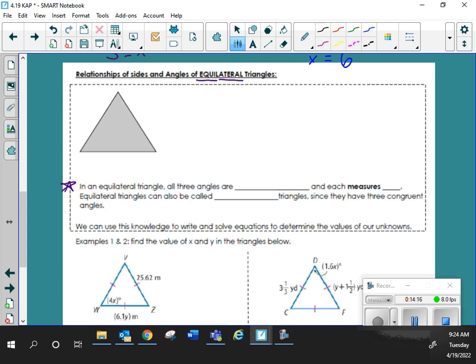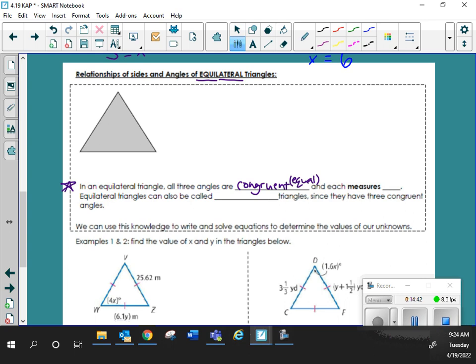What's another math word for the same? Equal. Another one. Another word. Okay. Yes. Congruent means equal. Thank you. Okay, we like spicy words because we're spicy math. In an equilateral triangle, all 3 angles are congruent and all measure what?